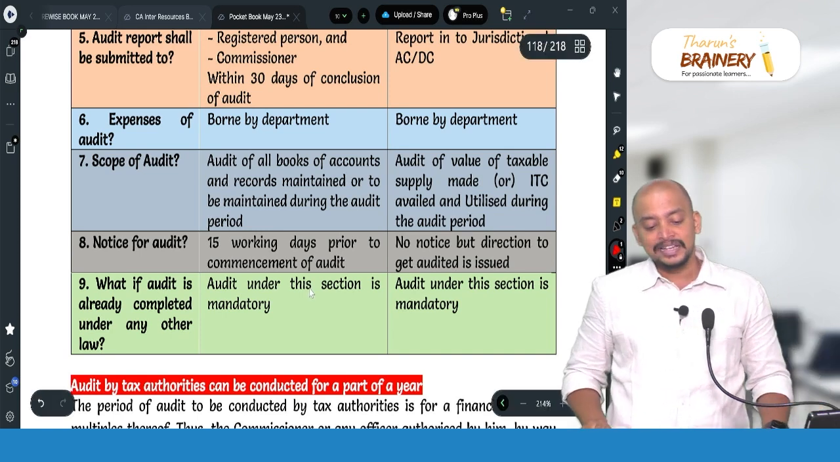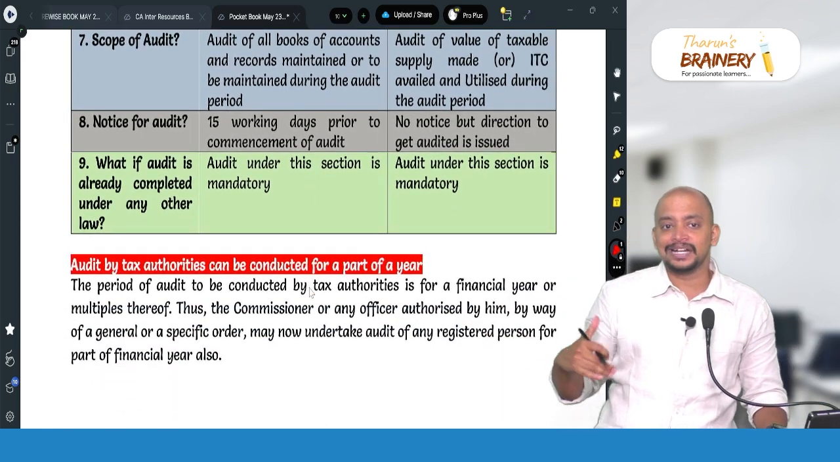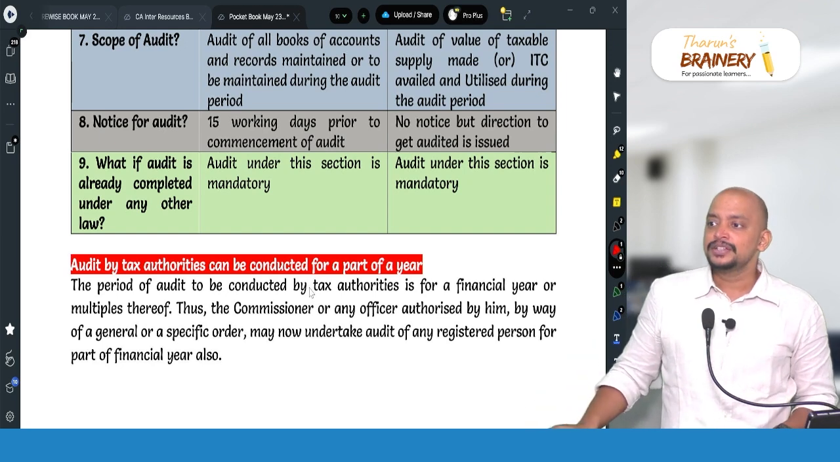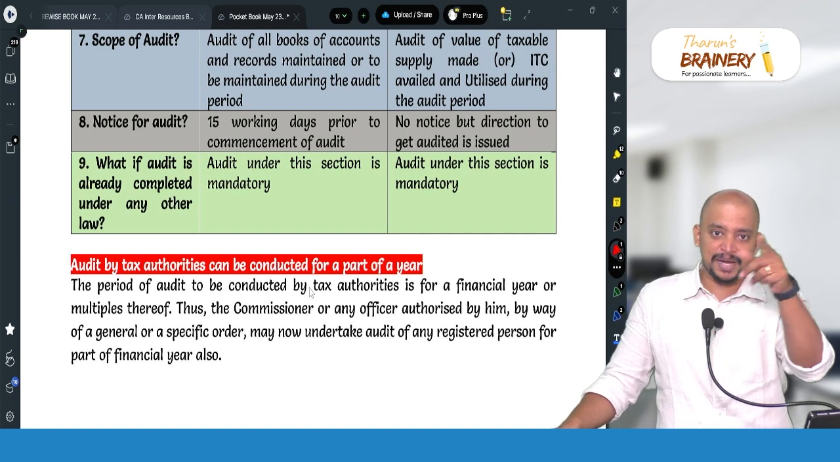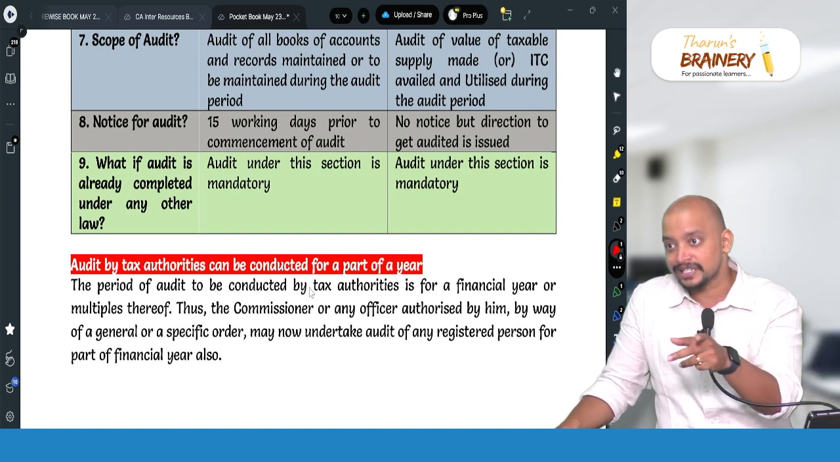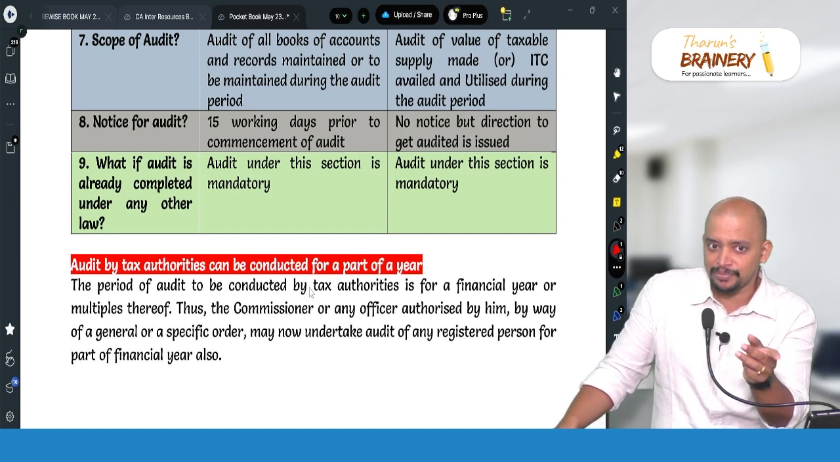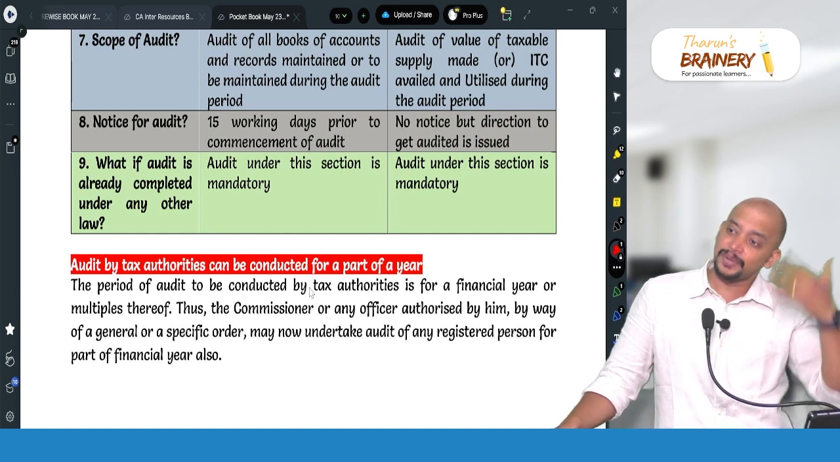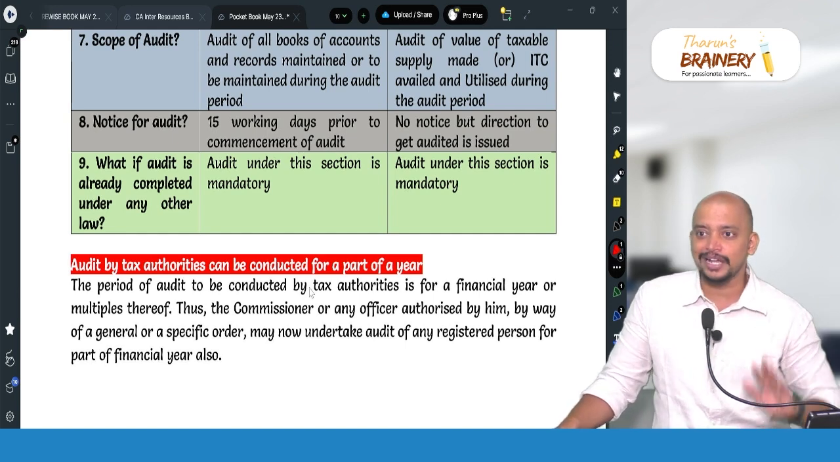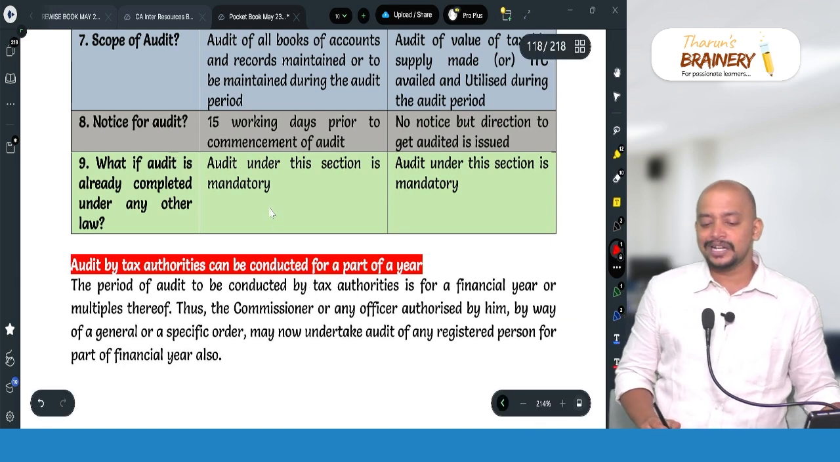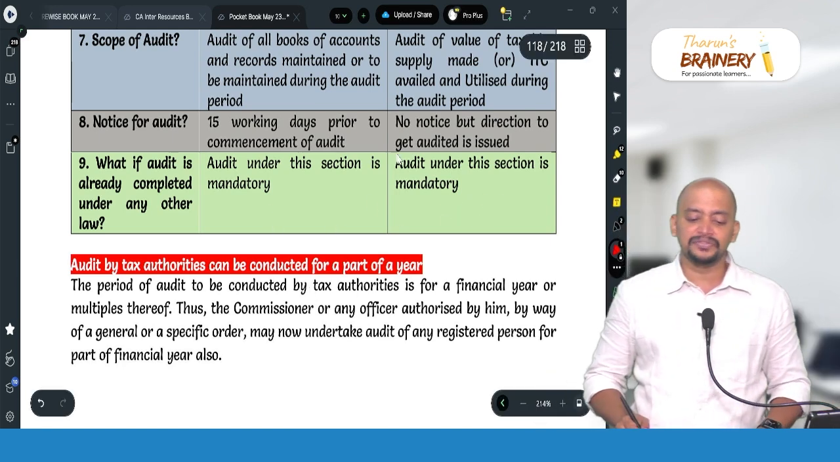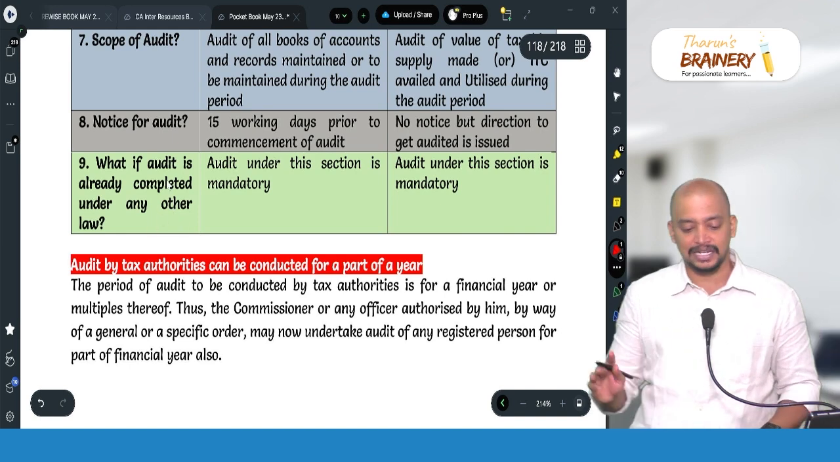Whereas if the audit is already completed under departmental audit or special audit, can they order the other audit again? For example, department audit is over, can they order special audit? Yes. Special audit over, can they order department audit? Yes. Suppose the company's stat audit or income tax audit is over, can the department audit again? Yes. So audit under this section is mandatory even if the audit is completed under any other law.